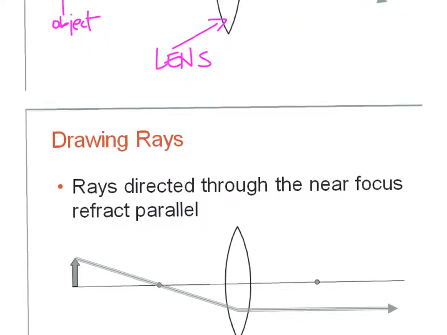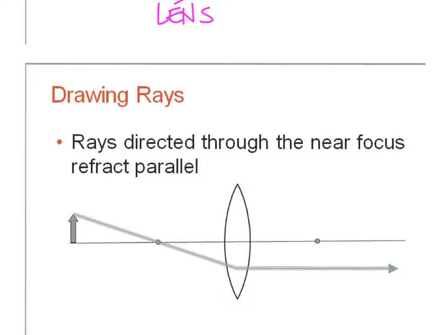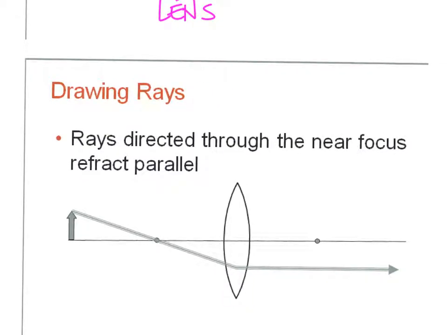Our second ray kind of does the opposite, in that it passes through the focal point on the near side, on the side closest to the object, in a straight line into the center of the lens. Again, it's entering a more dense medium. It's going to bend or refract parallel to that optical axis.